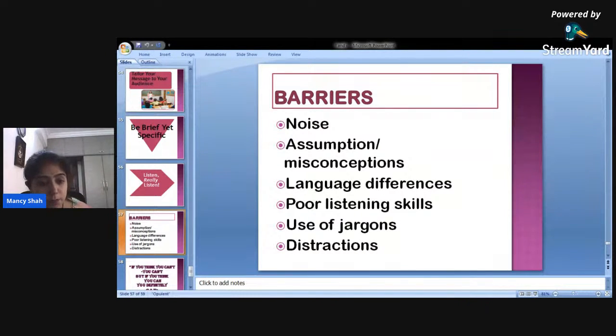Use of jargon: please do not use very difficult words. But yes, appropriate words at times are required. Distractions: again I told you, keep away distractions. When you're talking to a person, see that you give the entire attention to that person.